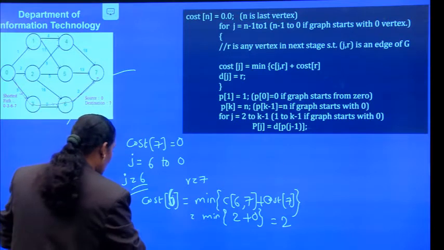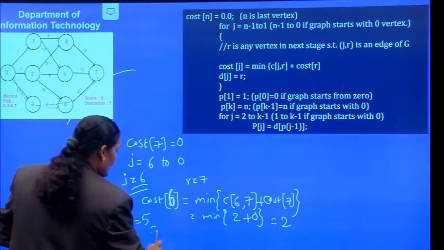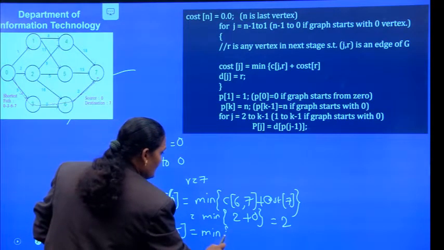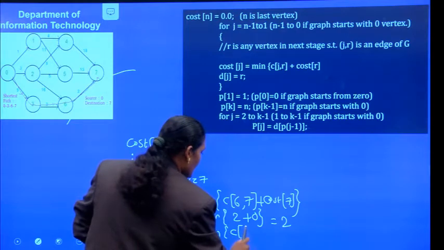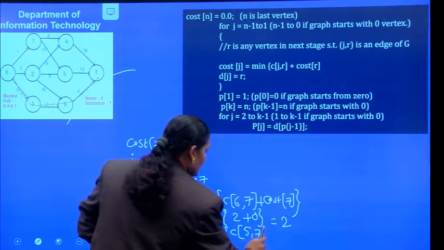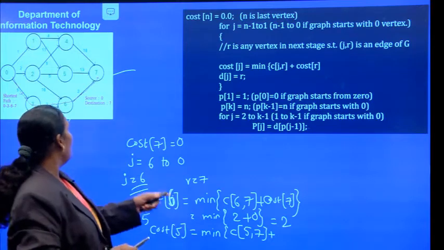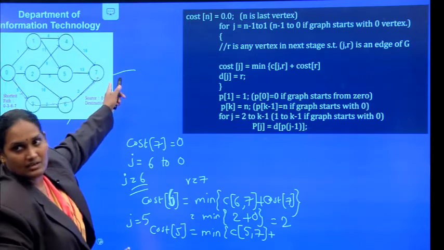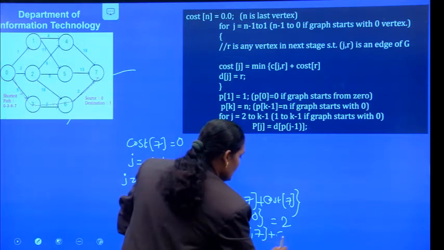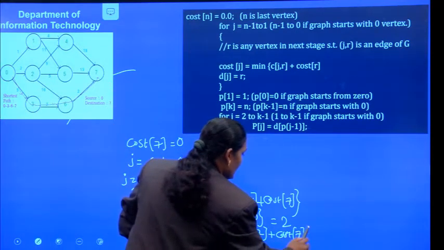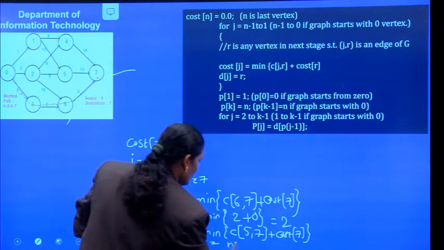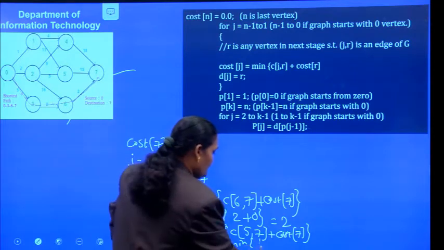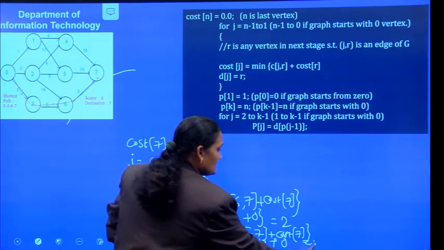In the same way, now let us take j is equal to 5. What is cost of 5? Cost of 5 is equal to the minimum of c of 5 comma 7. Here the j value is 5 and the vertex present in the next stage is 7. So we need to take c of 5, 7 plus cost of 7. What is c of 5, 7? 13 plus 0, which is nothing but 13.